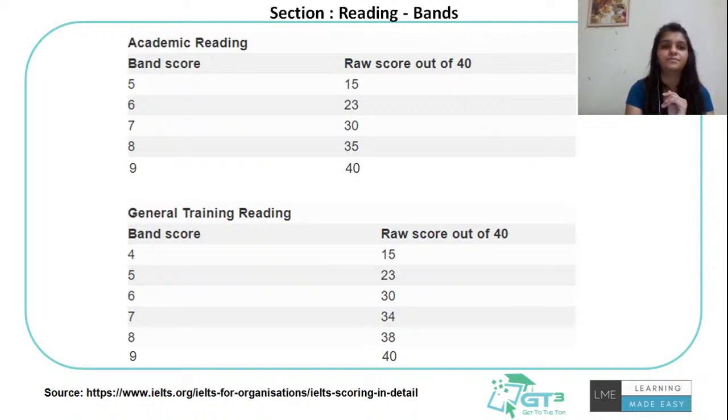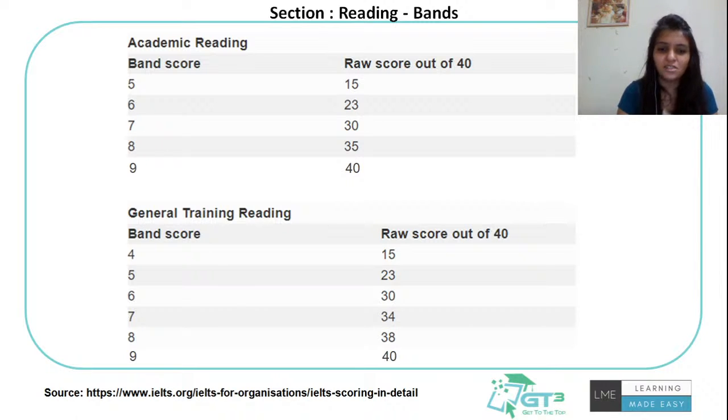Now moving further, the band scores. These are the most important thing. What band score do you actually have to target? That is a 6 band, which is mandatory for academic reading, and that is 23. If you score 23 out of 40, you'll get a 6 band. If you score 30, you'll get a 7 band. Now this is not the case with general training. When you score 23, you'll get a 5 band. And why? Why is there a difference?